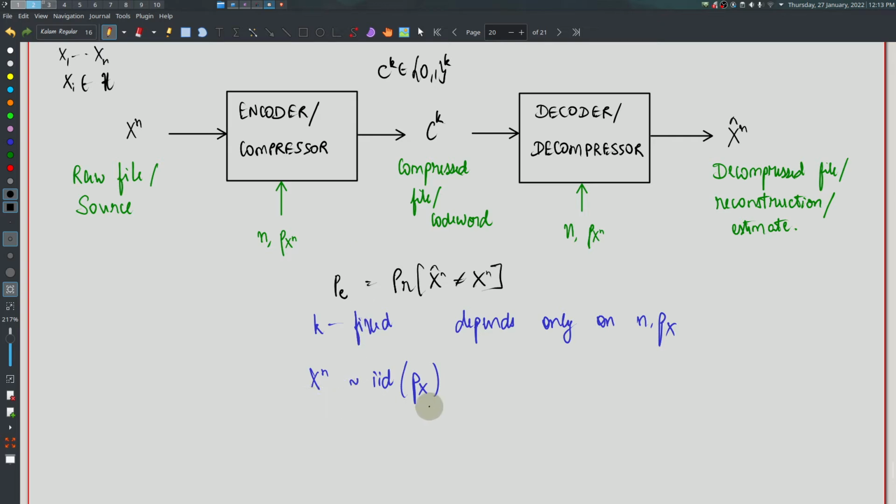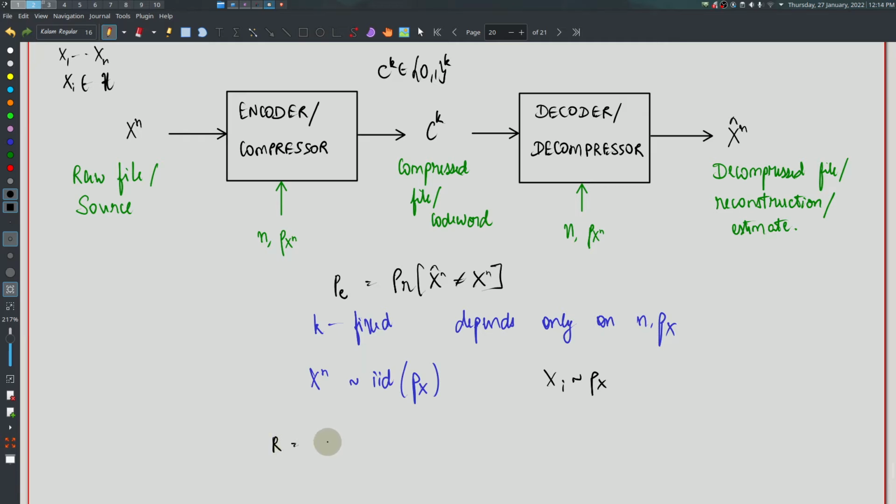And we'll make another simplifying assumption. So we'll say that xn is now going to be an IID sequence according to some distribution Px. Okay, so each xi is distributed according to some known distribution Px.